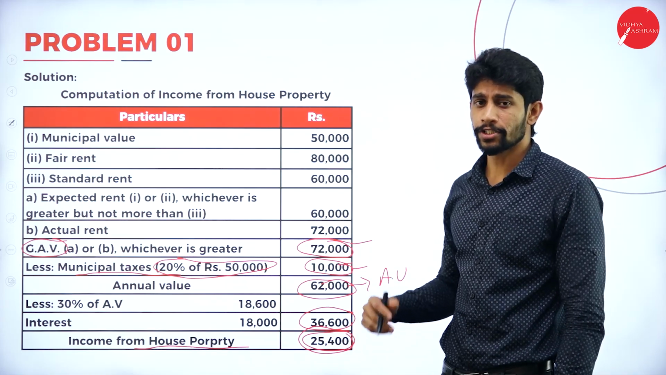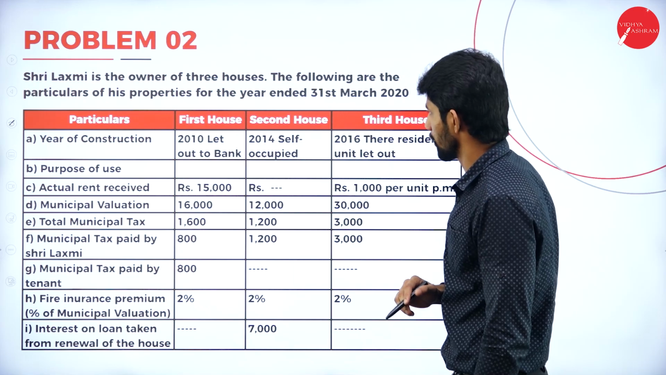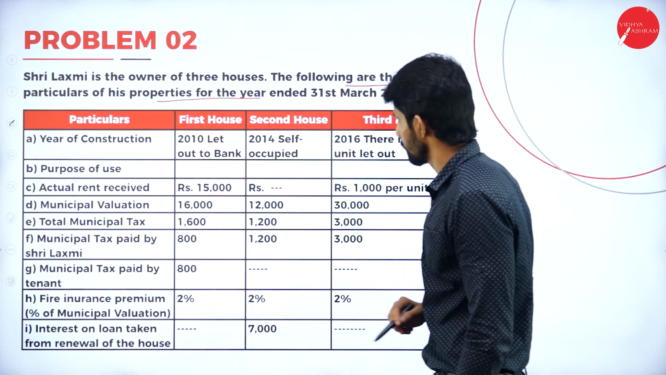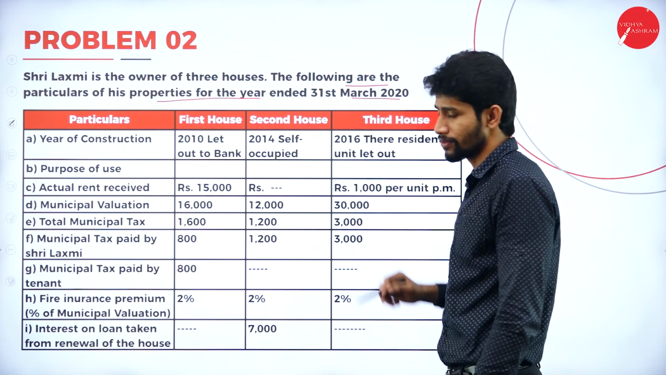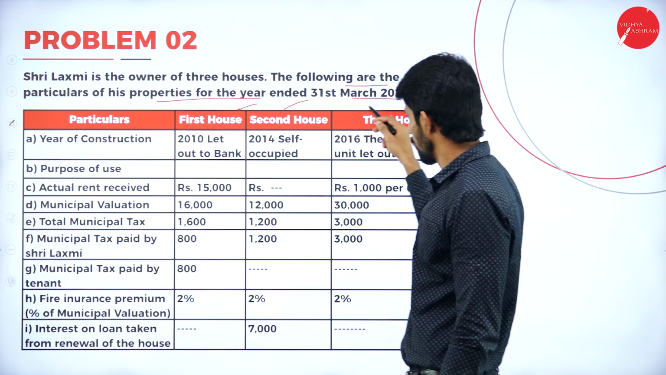Very simple. So next, moving on to the second problem. Sri Lakshmi is the owner of 3 houses. The following are the particulars of his properties for the year ended 31st March 2020. So they have 3 properties, house 1, house 2, house 3.